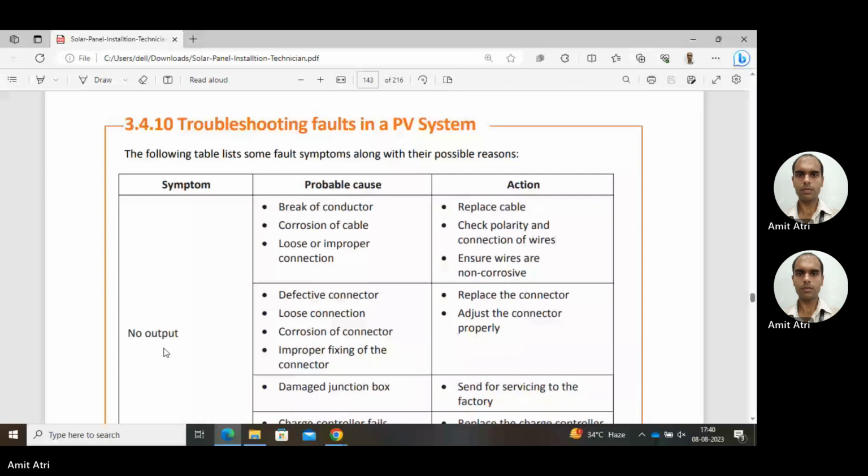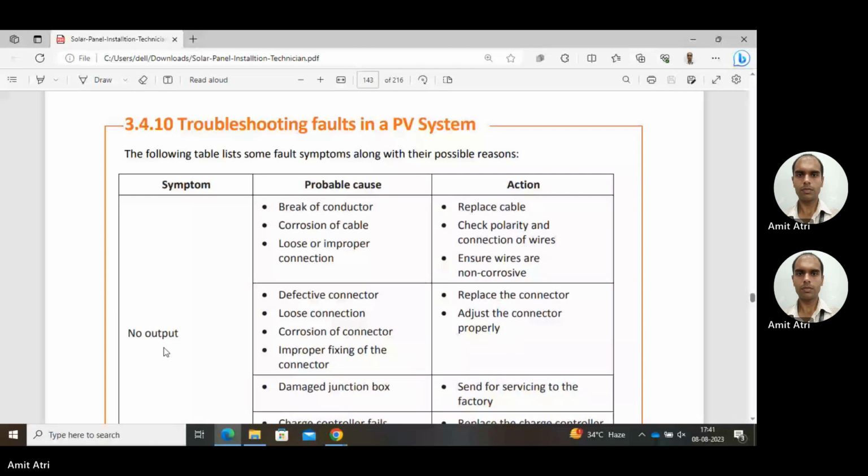Cause for no output, that is defective connector. The connector that is defective is not making a proper circuit. So in that case, replace the connector. Then loose connection, corrosion of connector, improper fixing of the connector. In that case, adjust the connector as per the specified instructions. Another reason for no output could be damaged junction box. So we need to send the junction box for the service to the manufacturer, to the factory.